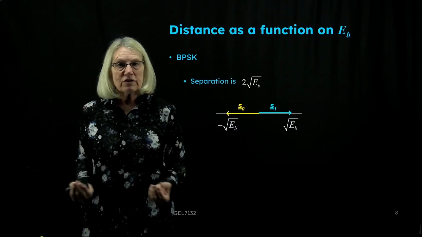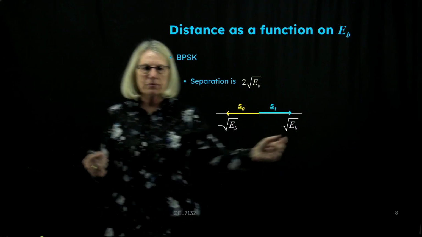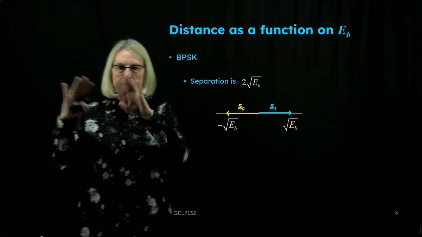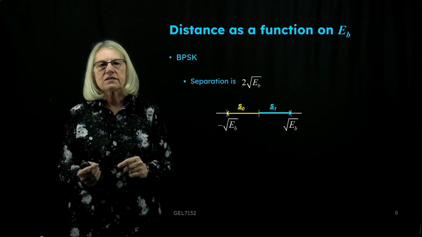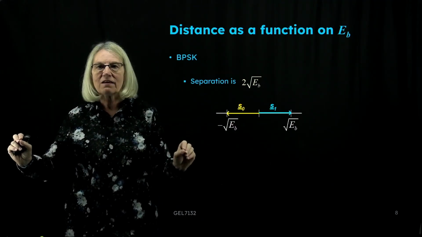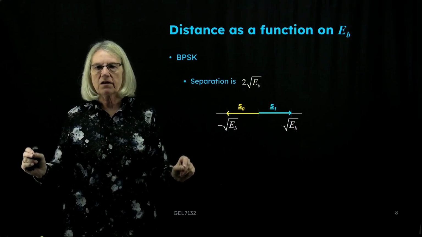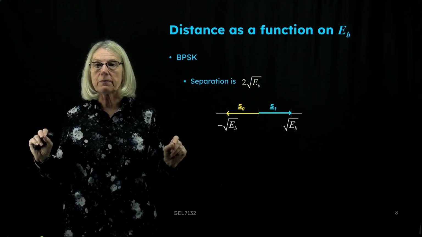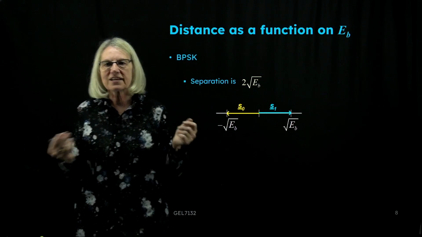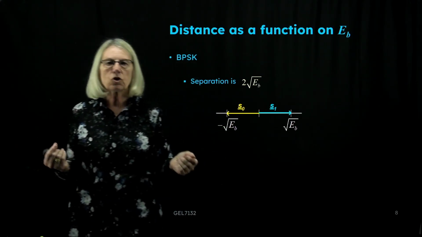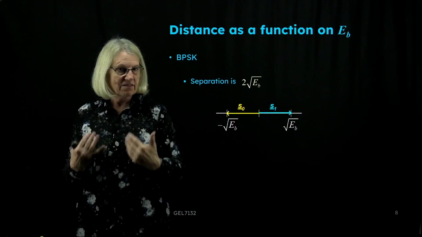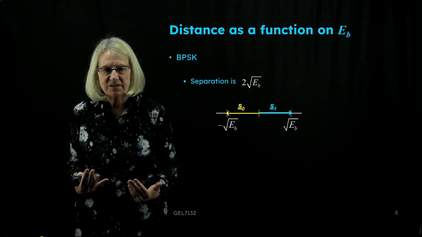Intuitively, we know that these represent the means of the received signal, which will be corrupted by noise. And intuitively, we want to have these as far apart as we can, because the farther apart they are, the less perturbed they'll be by noise. And of course, that's why we do Eb normalization, because it gives us a direct look at how this separation, which tells us the robustness of our communication system, compares.